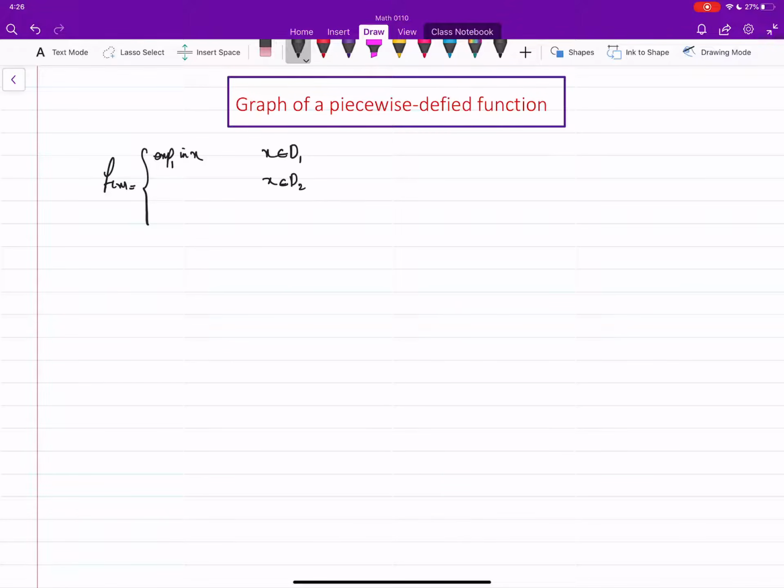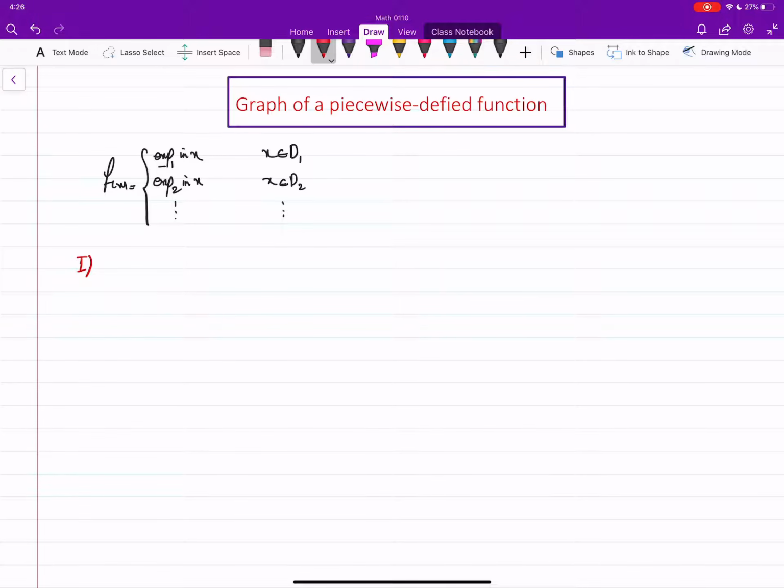For part D1, you have expression 1. For part D2, you have expression 2, and so on. You want to sketch these things. There are at least 3 things that you have to keep in mind.